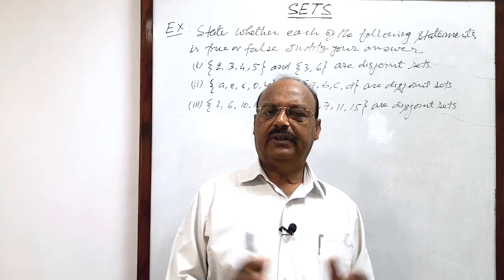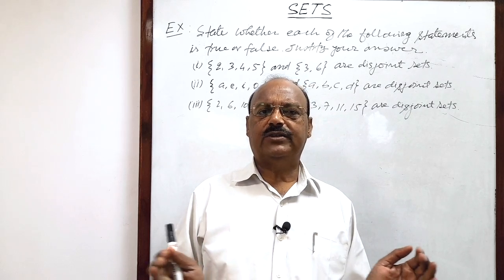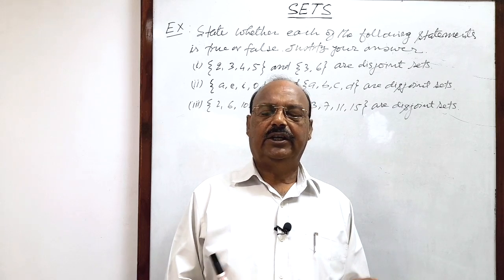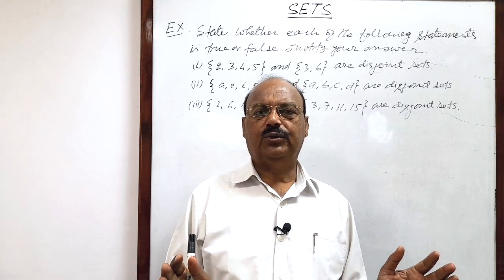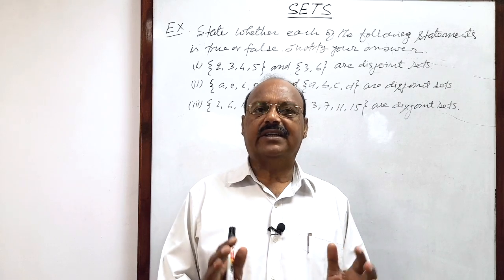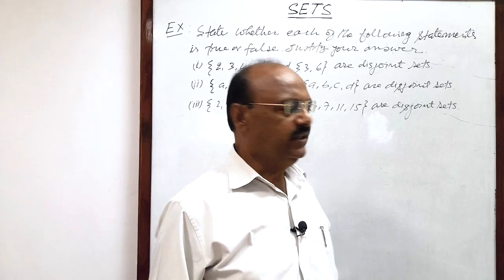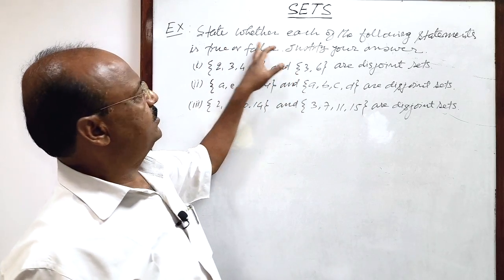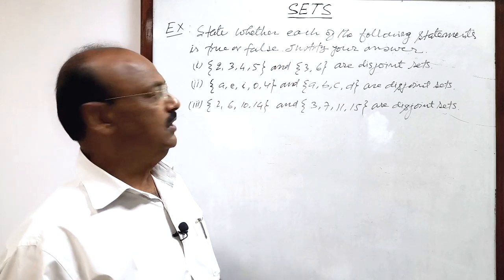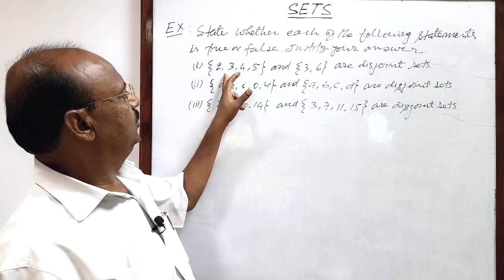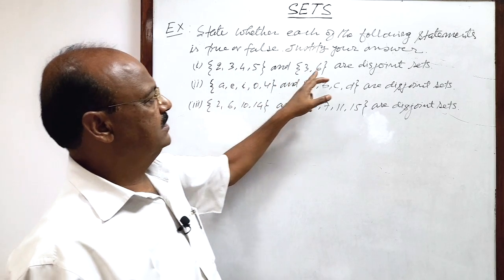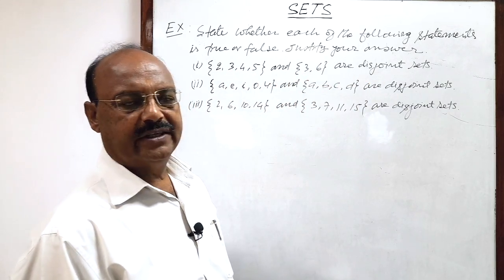So if any one element is common in two sets, the sets are not disjoint. If no element is common in two sets, the sets are known as disjoint sets. So this is the concept. Now see the question. State whether each of the following statements is true or false. Justify your answer. First: the sets having elements 2, 3, 4, 5 and 3, 6 are disjoint sets.